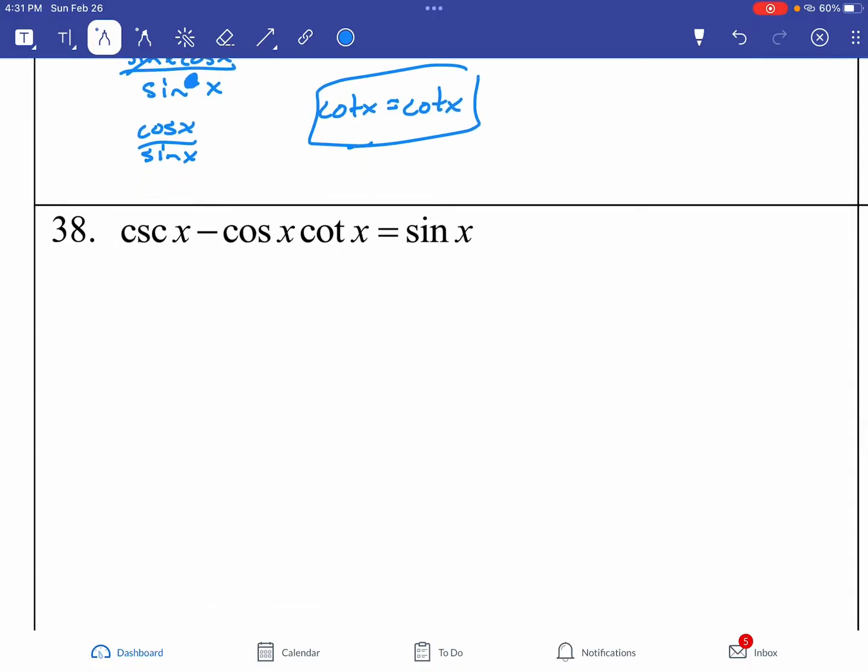All right, in this one, we're going to convert everything in terms of sine and cosine. So cosecant is 1 over sine minus cosine. I'm going to put that as a fraction for now over 1, just because I have a feeling I'm going to need it later. Cotangent is cosine over sine.